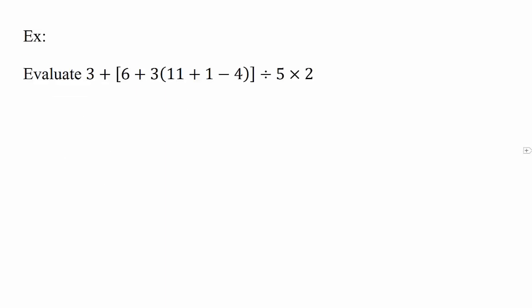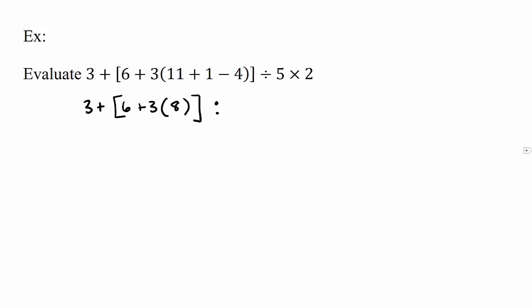One last example, trying to just throw a little more at you. You can see that I've got a bunch of brackets, and I've got brackets within the brackets. So the first thing I need to do is the most inner set of brackets first. So this will be 3 plus, and these square brackets were just there to help differentiate between what bracket is what. So this is going to be 6 plus 3 times in brackets. That's addition and subtraction, so we do it in order from left to right. 11 plus 1 is 12. 12 take away 4 is going to be 8.